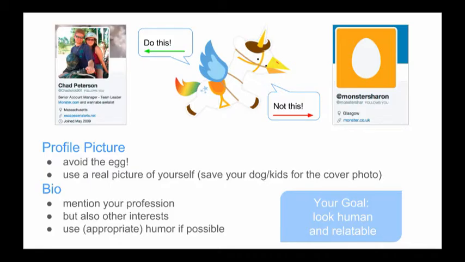In your bio, you want to mention your profession. You want to be upfront about saying you're a recruiter. But that's not all you have to say. You also want to include some other interests to make yourself more relatable. We can see in Chad's profile here, he says he's a senior account manager at Monster, but he also says he's a wannabe aerialist. We don't know, maybe he actually is aspiring to be an aerialist, but if not, he's injected a little bit of humor in there as well, which also helps him look relatable to a candidate.